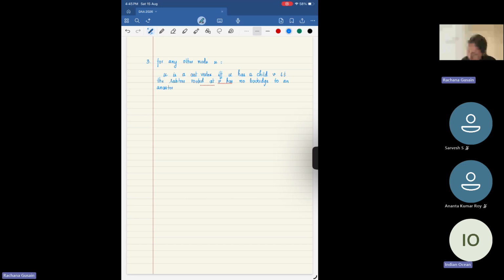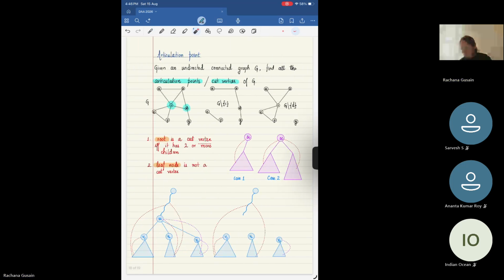Could you please repeat the first and third cases? To an ancestor of U. The first case was the root node. The root is a cut vertex if and only if it has two or more children. If it has only one child, then it cannot be a cut vertex. And a leaf node can never be a cut vertex. Those were the first two cases.